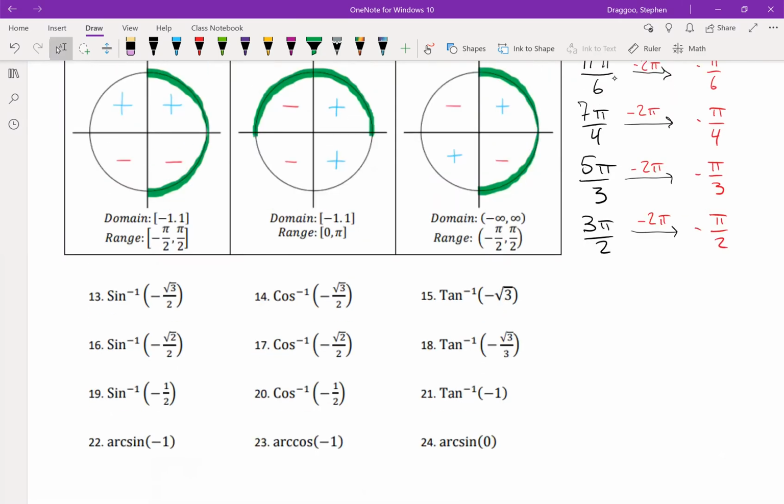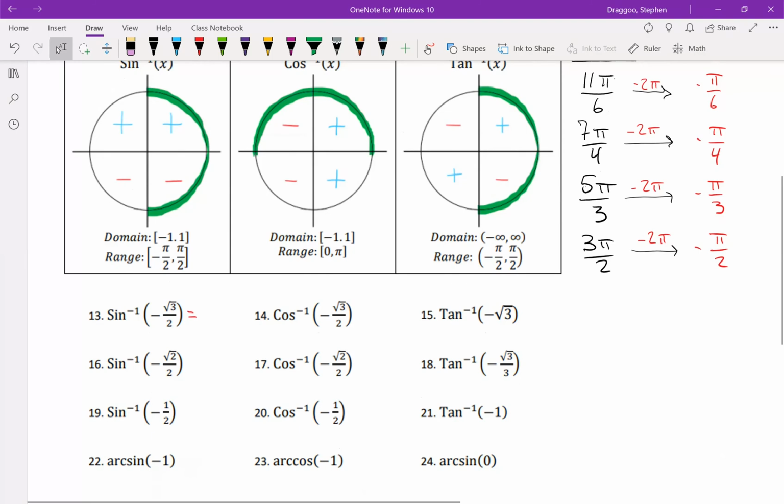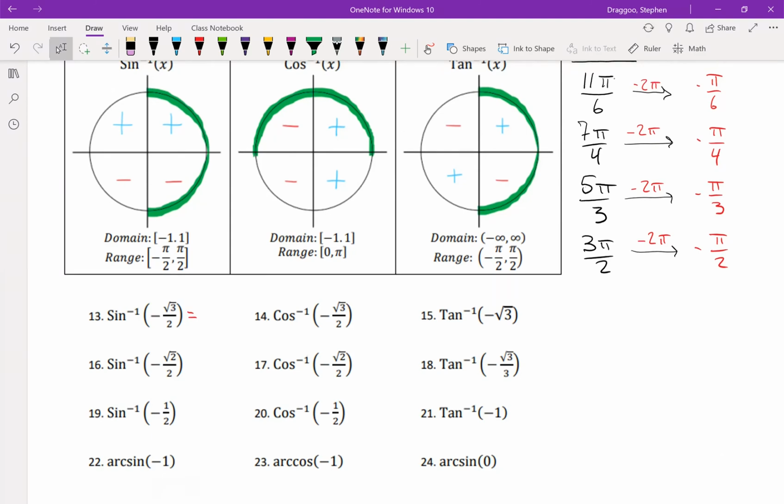All right, so to get the sine inverse of negative root 3 over 2, it means I'm going to the fourth quadrant, but again, I want the relabeled fourth quadrant that has negative angle values. So I know that the sine inverse of root 3 over 2 would be pi over 3, meaning the sine inverse of negative root 3 over 2 is negative pi over 3.